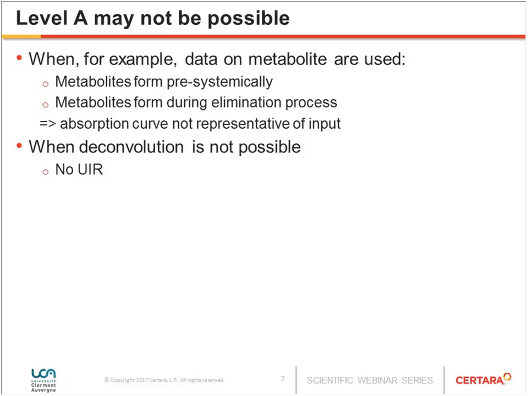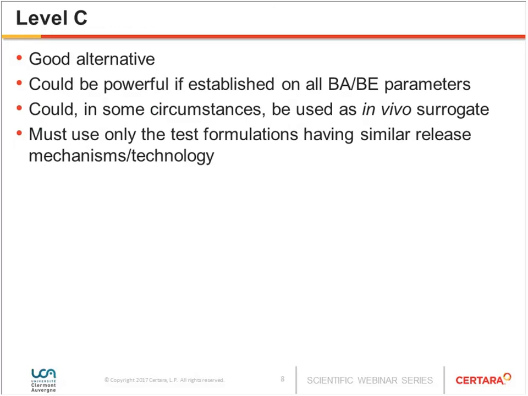The second case when it's not possible is, for example, when you cannot make deconvolution and you are not in one compartment but in two compartments. That means that you cannot have any input function, UIR, in Phoenix due to the fact that you don't have any solution or IV curve. So in both cases, you can try to make a level C, and the level C is going to be a very good alternative. It's going to be a good alternative because you cannot perform any level A, and it's better to make a level C than nothing.